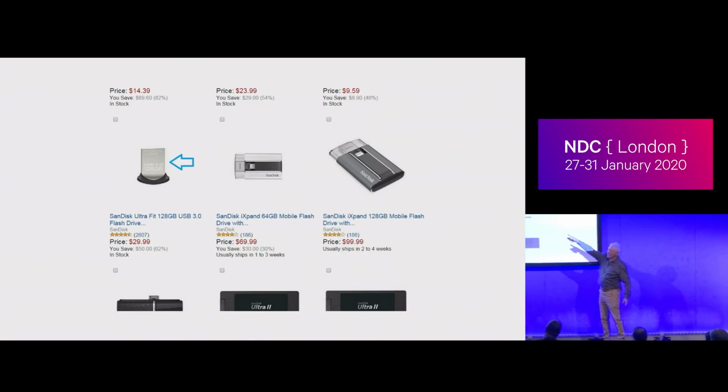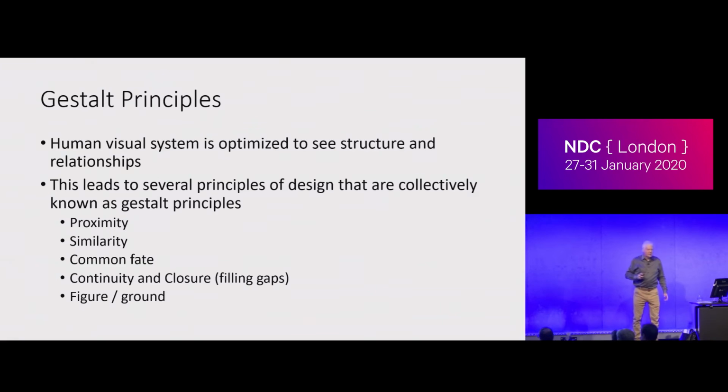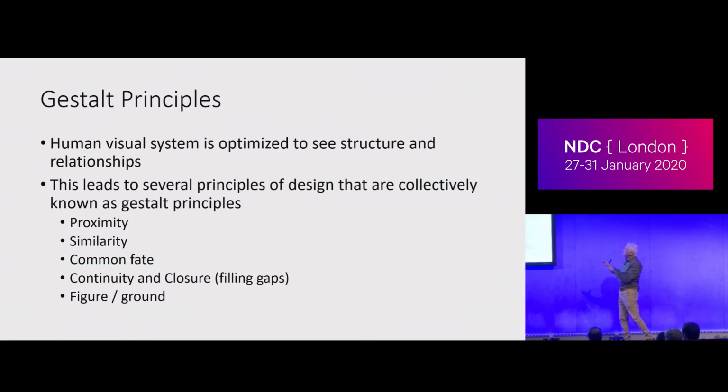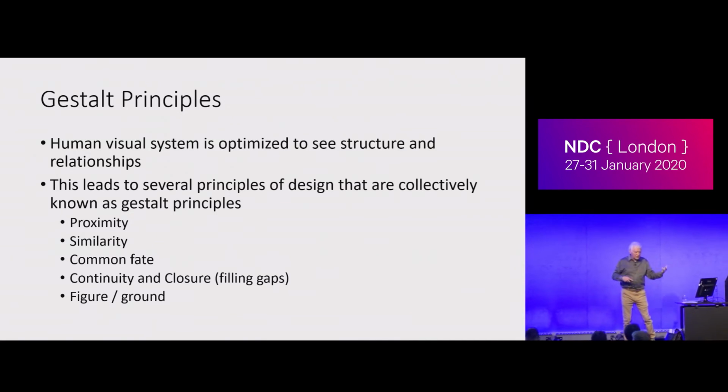The upper checkbox is for this, but there's no real visual indication of that, and it's further away from the item than this is away from the text. So it was a natural mistake. Again, they're losing money every time they do that. Gestalt principles were studied by German scientists about a century ago, and they looked into how the human visual system tries to see the world in terms of structure and relationships. There are several principles of design that come from that, called Gestalt principles, and one of them is proximity, as you just saw.